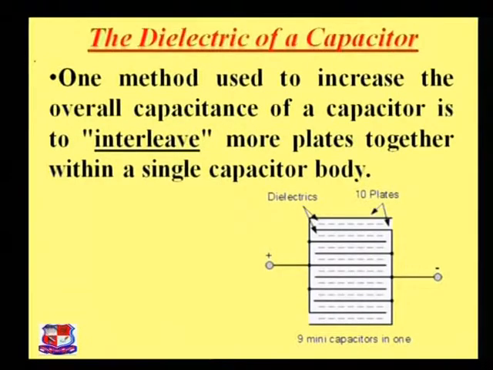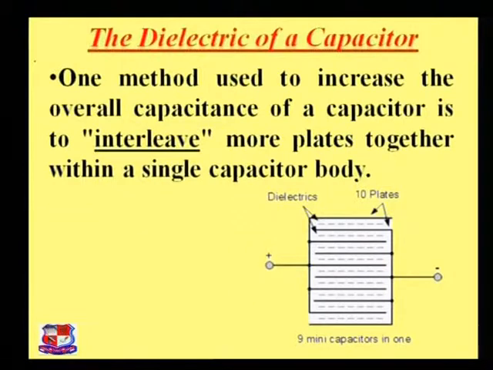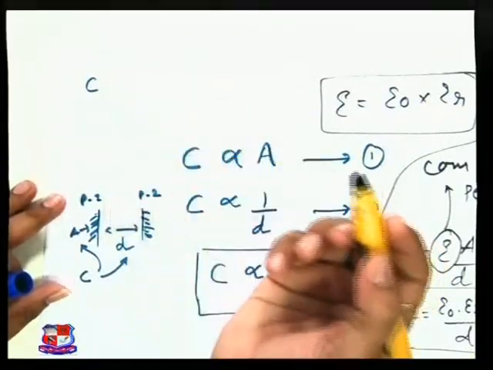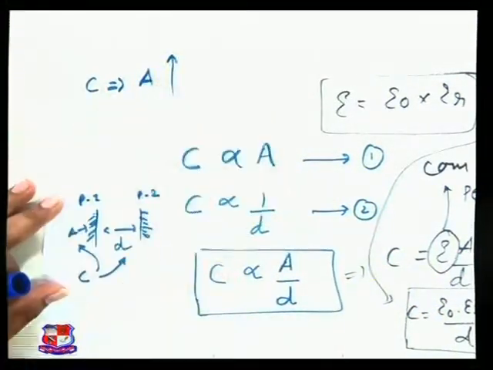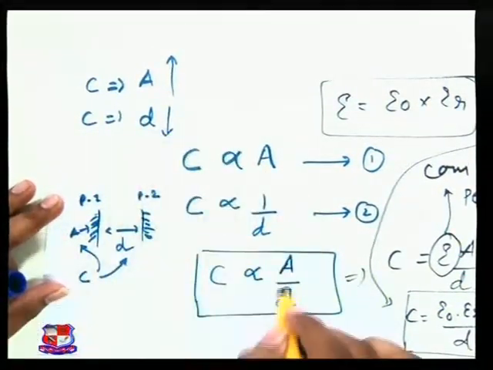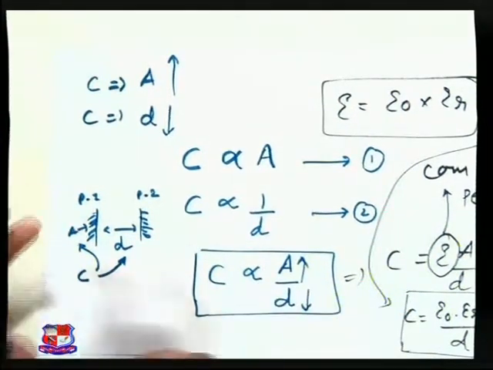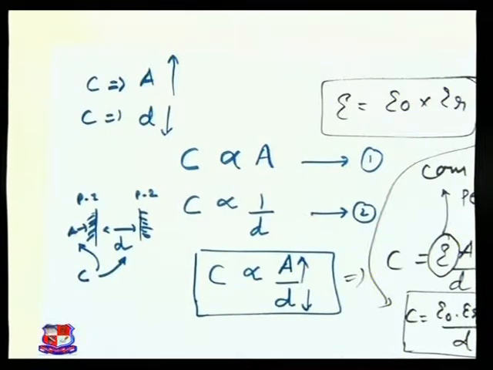Now the dielectric of a capacitor. The method used to increase the overall capacitance of a capacitor is to interleave more plates together within a single capacitor body. Dear friends, again from that expression we can see that if you want to increase the capacitance, there are two options. Either you can increase the area of the plates, or you can decrease the distance. So these are the two possibilities to increase the value of capacitance.